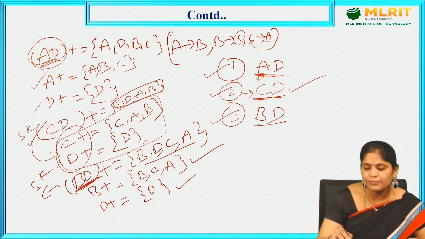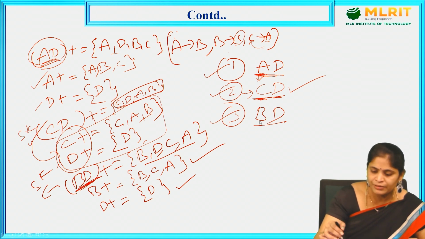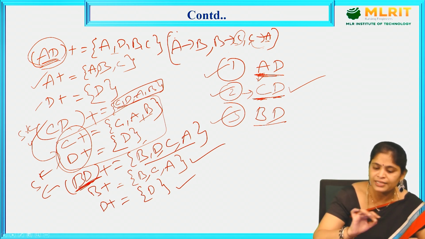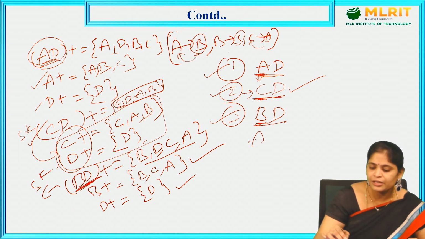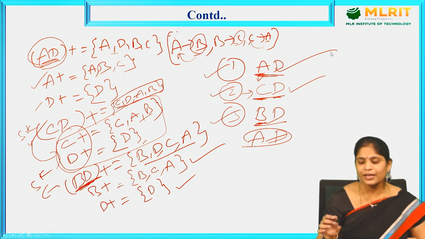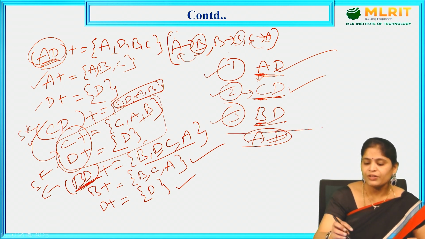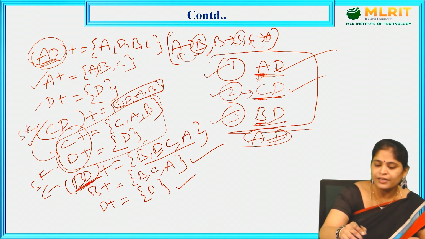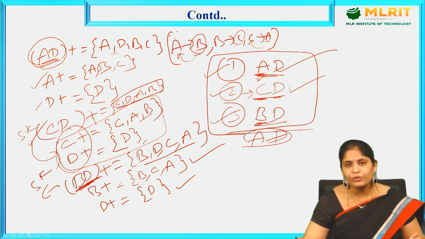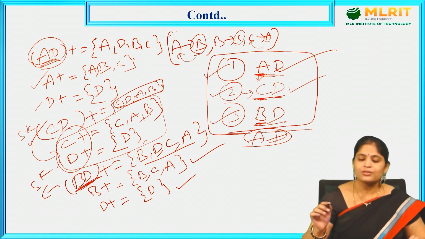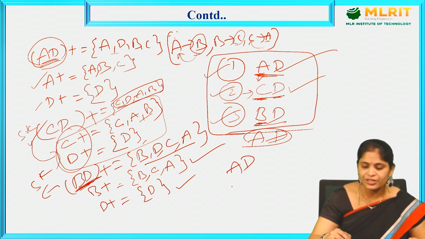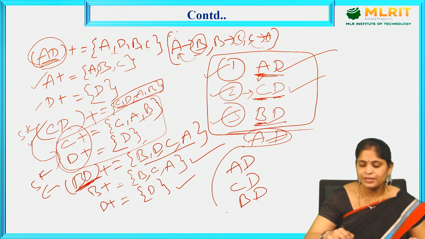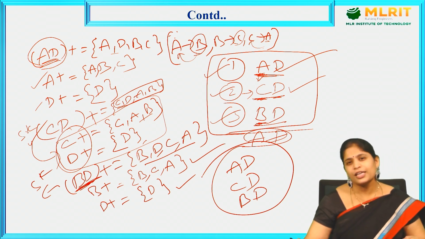Now check whether B or D is available at the right hand side. B is available and it must be replaced by A. That gives AD, which we have already obtained. So with this, we need to stop the process. In this format, we can find the number of candidate keys. How many candidate keys do we obtain? AD, CD and BD. These are the 3 candidate keys for the given relation.